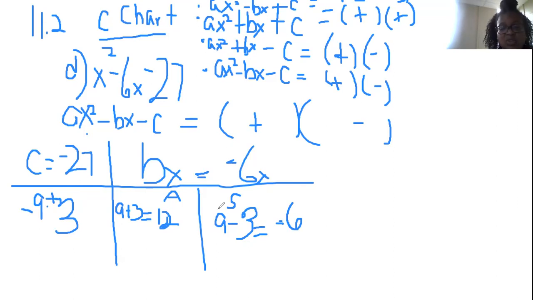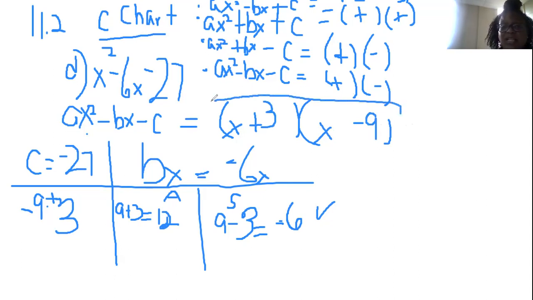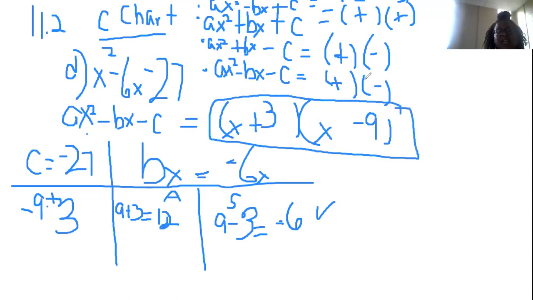So now I do have my C's, so I can complete my factoring. Again, x and x for my first term x squared, and they're plus, so what fits for plus? x plus 3 times, for the minus, x minus 9. Final answer. Now we can multiply this out, and it will tell us if we're correct, because we will come back to x squared minus 6x minus 27.